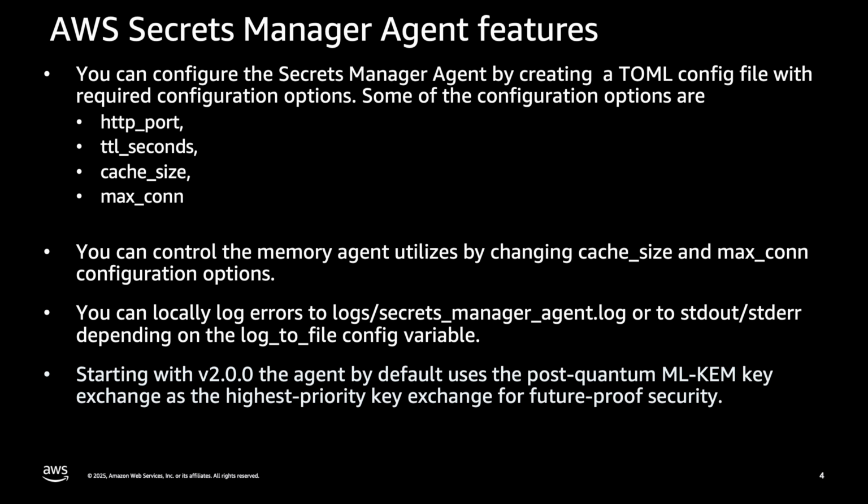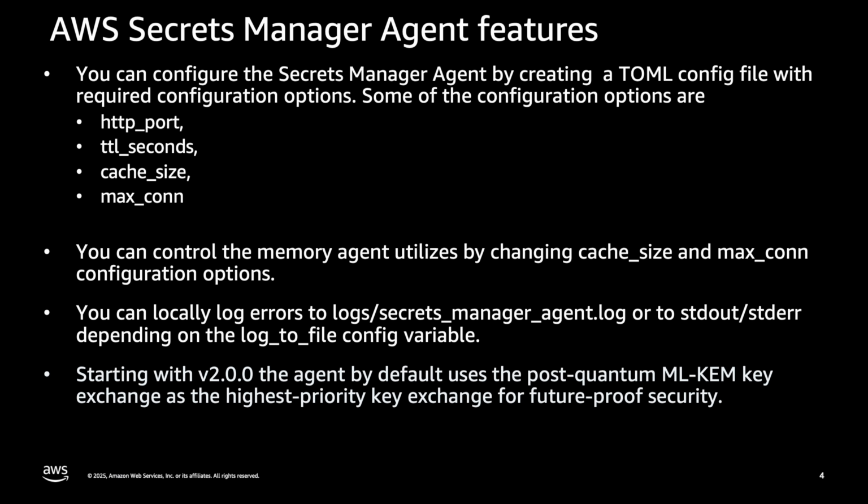You can configure the Secrets Manager Agent. You can change the configuration by creating a TOML config file with required configuration options. Some of the configuration options: HTTP port, by default it is set to 2773, but you can change it if needed. Another one is TTL seconds. By default, it is set to 300 seconds, but it can be as high as 1 hour.